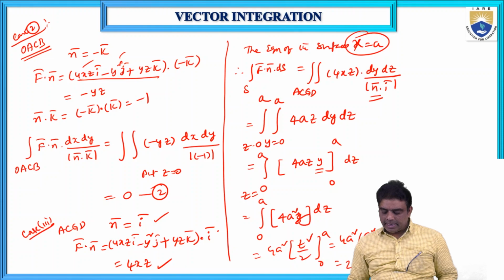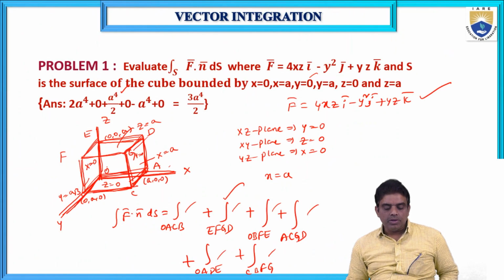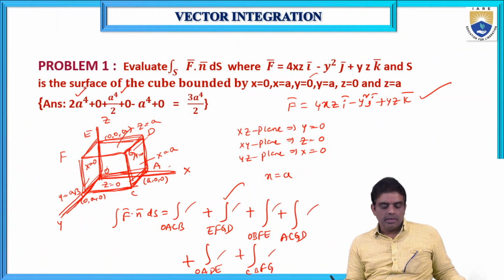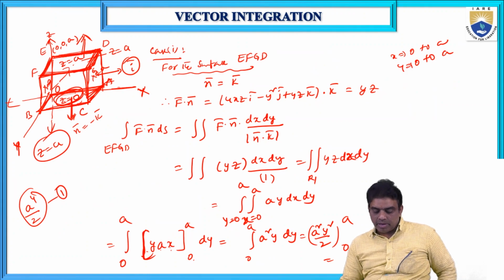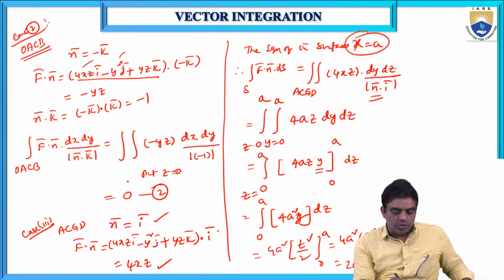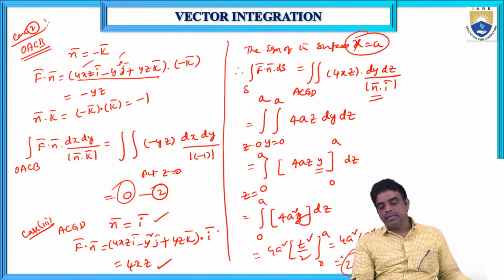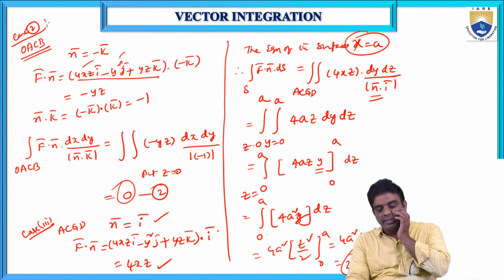That is another integral value. So one of the answers is 2a power 4. The first answer is a power 4 by 2, one answer is 0, and the third answer is 2a power 4. I hope it is clear how to take the outward normal vector to the surface.